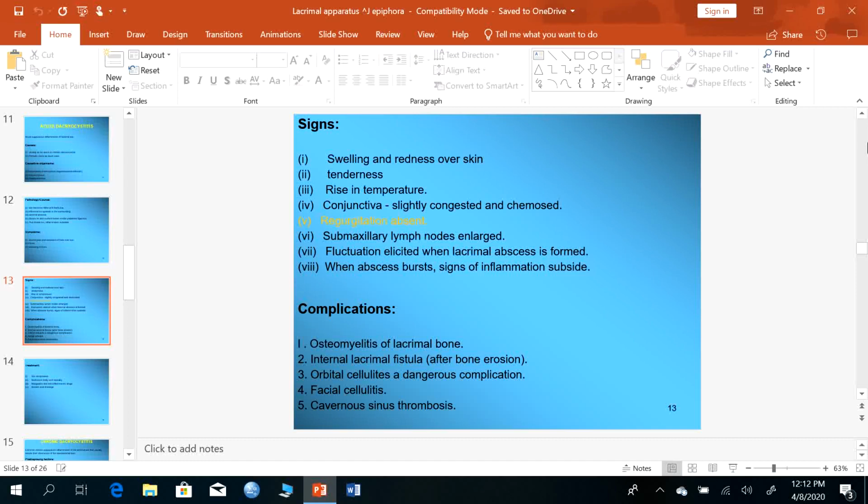If this dacryocystitis is not treated, then a patient may suffer from osteomyelitis of the lacrimal bone, that is, lacrimal bone inflammation starts. An internal lacrimal fistula is formed after bone erosion through constant infection and inflammation. Orbital cellulitis is a dangerous complication when all the orbital contents of the eye are involved. Facial cellulitis is when inflammation spreads around the face, with facial swelling, fever and acute symptoms. Cavernous sinus thrombosis is a rare but possible complication of untreated orbital cellulitis secondary to acute dacryocystitis.